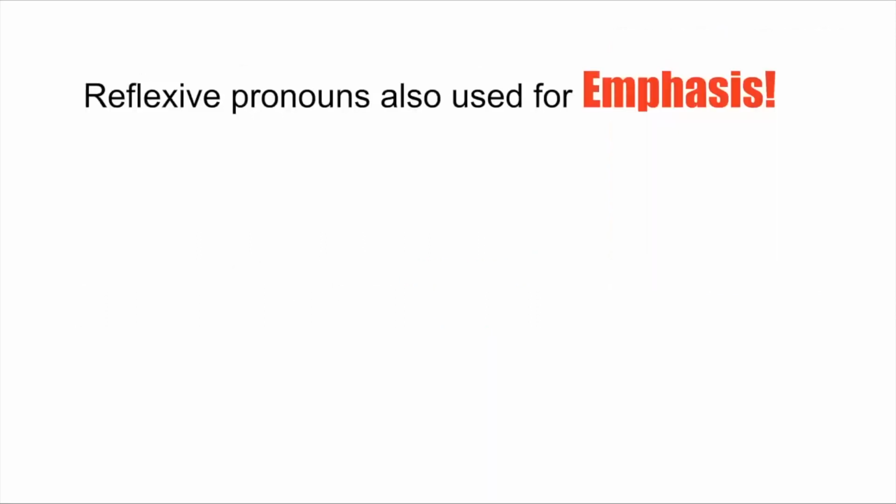Another way we use reflexive pronouns is to add emphasis. I want to do it myself. In this sentence, I is the subject and the object is it. It's not the same as the subject. But by adding the reflexive pronoun myself, I'm putting a stress on it. I'm emphasizing that I want to be the person who does this. I want to do it myself.